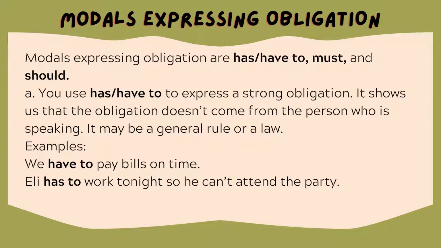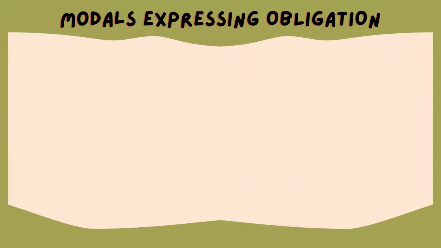Second, Ellie has to work tonight, so he can't attend the party. Here, Ellie is the subject in the sentence. It is in singular form. That's why the modal verb has to is used. Ellie is an employee, so he has an obligation to report to his work.